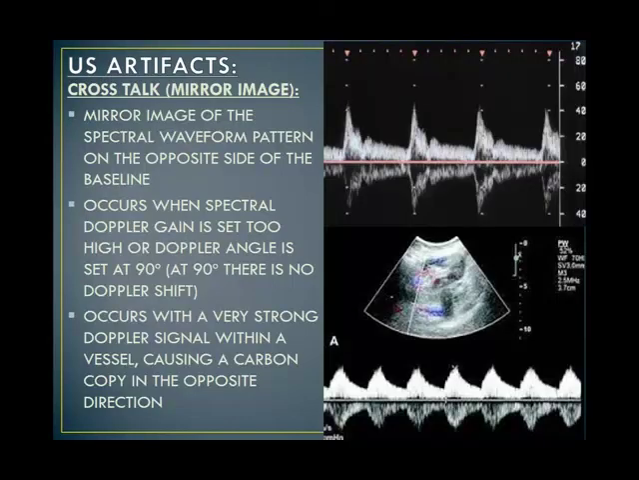You can get something called crosstalk. This is a mirror image Doppler artifact. So the top line is what you should have as far as your waveform. This bottom line is your mirror image artifact. And it's usually caused by improper settings on your machine, or you have an incorrect Doppler angle.